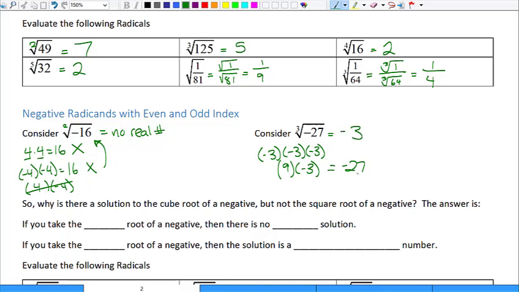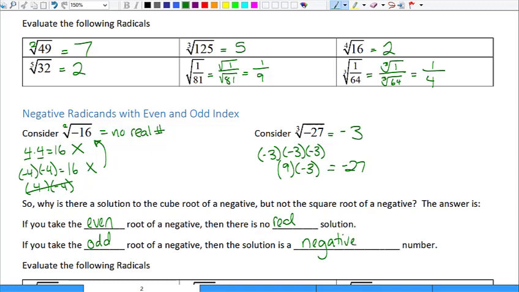So how come one of them didn't give you a real answer and the other one did? That's confusing, right? So here's the answer. If you take the even root, that's talking about the index, if the index for the square root is even, then there is no real solution if you're trying to take the even root of a negative. But if you're trying to take the odd root of a negative, like the cube root of a negative, then the solution is just a negative number.